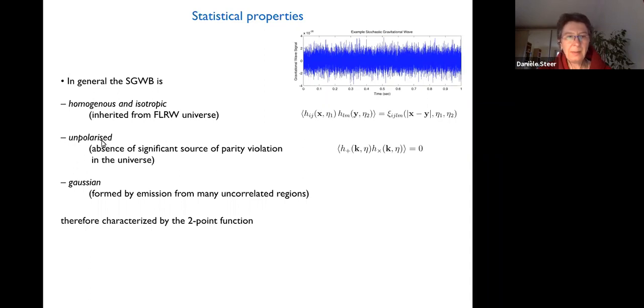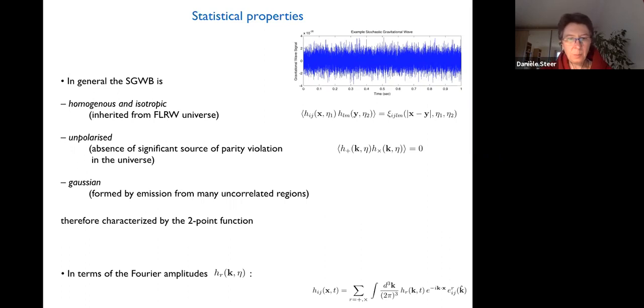We expect it, as I said, to be unpolarized because we don't know of any significant source of parity violation in the universe. So we expect that the correlator of h plus with h cross to vanish. And we expect it to be Gaussian because it's formed from the emission, as we've seen, of many uncorrelated regions. And since it's Gaussian, it should be characterized by its 2-point function. All higher-point functions can be written in terms of the 2-point function.